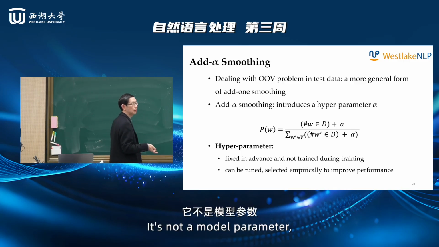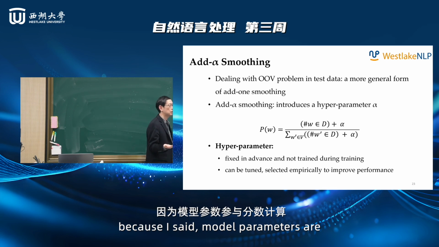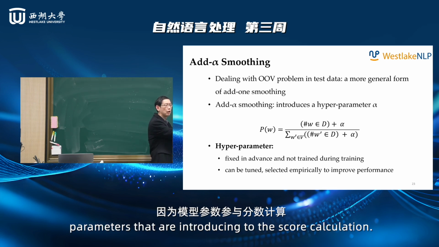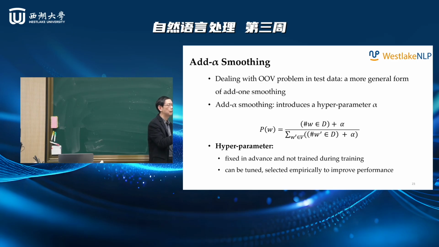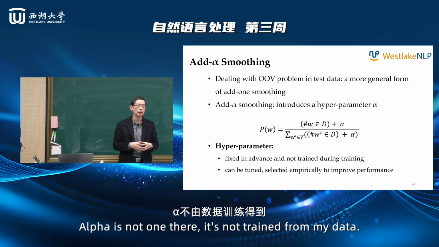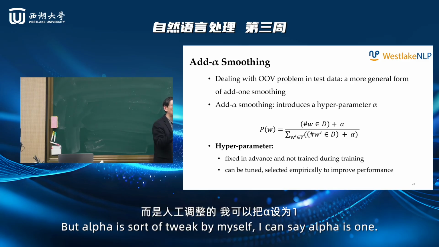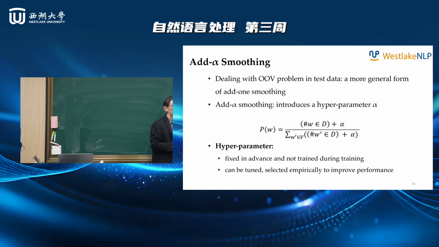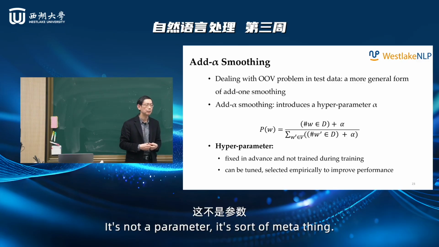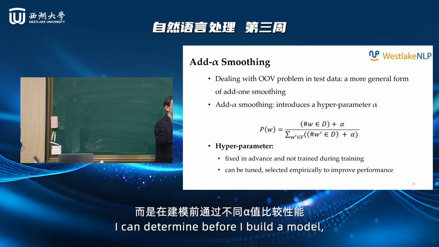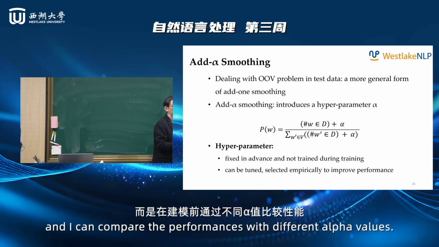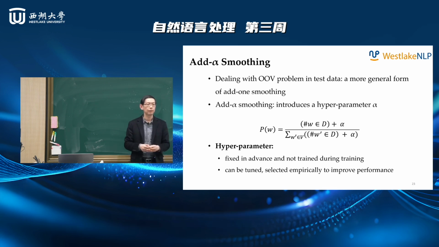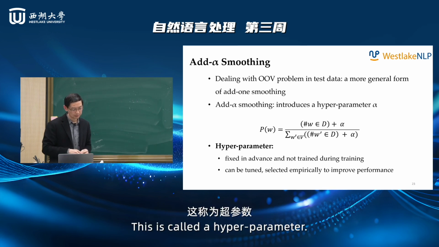It's not a model parameter because I said model parameters are parameters that are introduced into the score calculation, right? Alpha is not one there. It's not trained from my data. But alpha is sort of tweaked by myself. I can say alpha is 1, I can say alpha is 10, right? So this is called a hyperparameter. It's not a parameter. It's sort of a meta thing, right? I can determine it before I build the model, and I can compare the performances with different alpha values. This is called a hyperparameter.